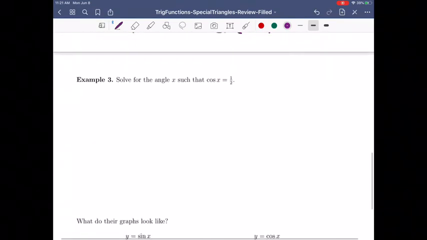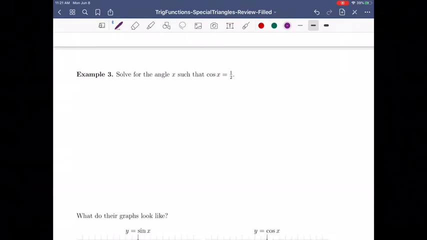Okay, one more example, and then we'll think about the graphs here. What if I wanted to solve for the angle? So where is cosine of x equal to 1/2? Okay, so again, I want to think about the picture.